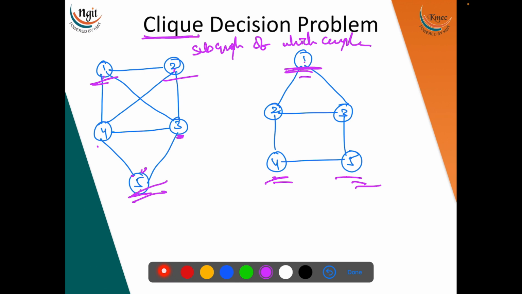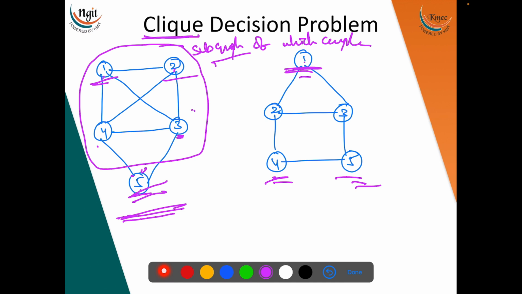Now, how can I say it is a subgraph? When you consider a graph, and in this graph you find a complete graph which is a subgraph, the subgraph is a complete graph. So a clique should be a subgraph of a graph which is a complete graph. Now I can say it is having one clique, K is equal to 1. Here I am denoting by K the number of vertices of the clique.